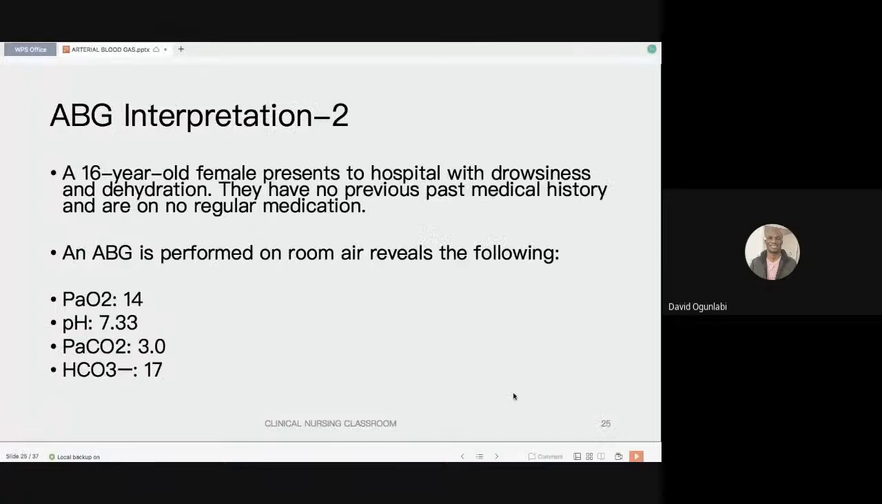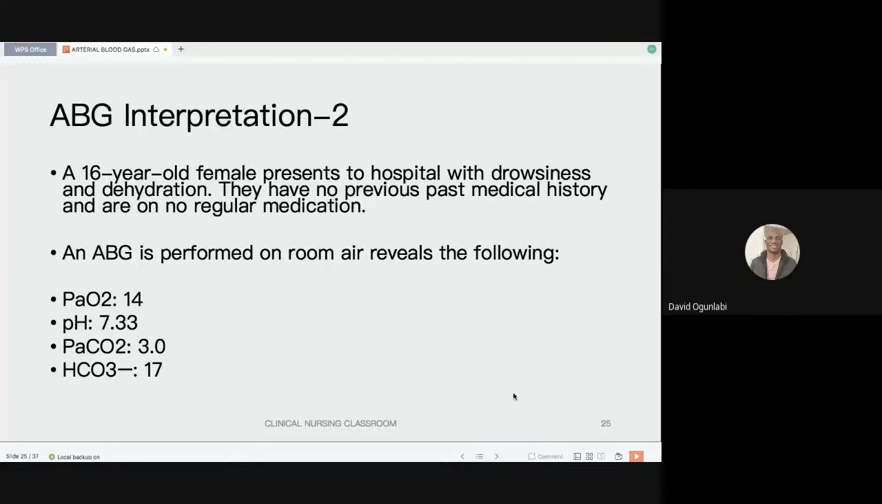Look at this. So just quickly go through this using the same method that we have used. Let's analyze it one after the other. Let's do this together, and then I will give you the next one as some practice. The first step is what? pH. So let me read out this question. A 16-year-old female presents to hospital with drowsiness and dehydration. They have no previous past medical history and are on no regular medications. This is ABG. So the first step is what?